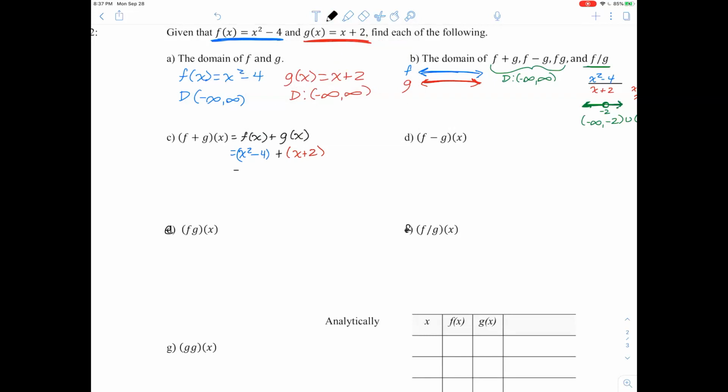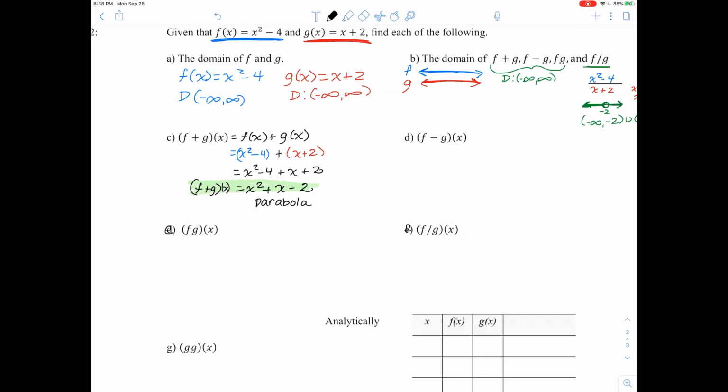And here we're going to add these two here. So that would be x squared minus 4 plus x plus 2, and then we'll combine like terms, and our resulting f plus g of x function, we're adding a parabola plus a line, and guess what we're getting? X squared plus x minus 2. This is a parabola. So the resulting function, the new function, would also be a parabola with a domain that is unrestricted. And so there would be our solution.